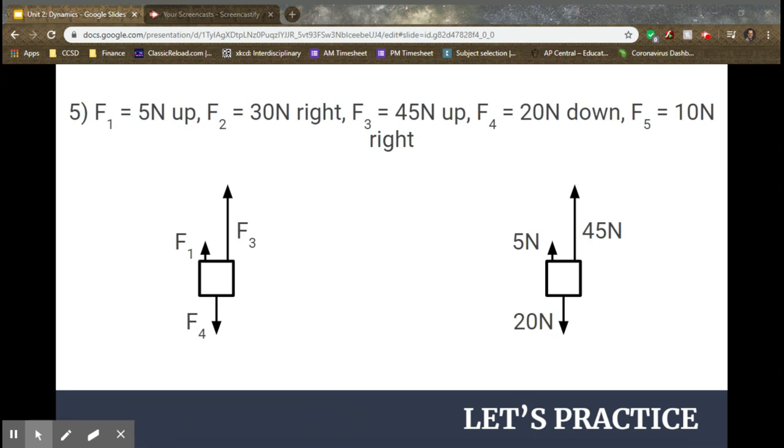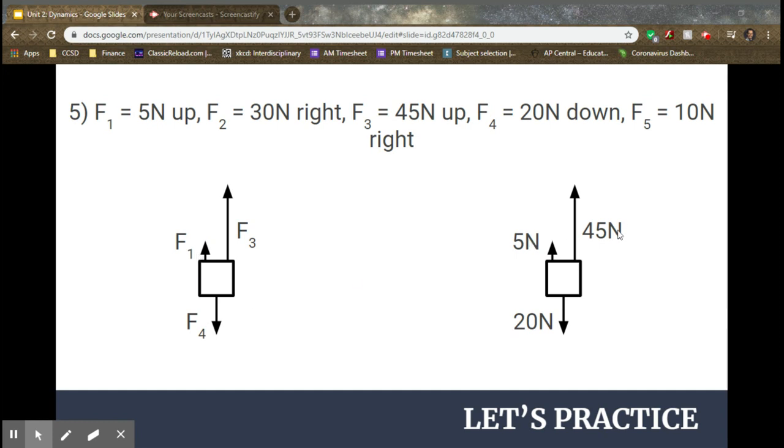Notice that you could have done this one of two ways. You could have just gone force 1, force 3, force 4. Force 1 is in the up direction. Force 3 is in the up direction. Force 4 is in the down direction. All right. Or if you wanted to, you could have just not done the F3, F1, F2.